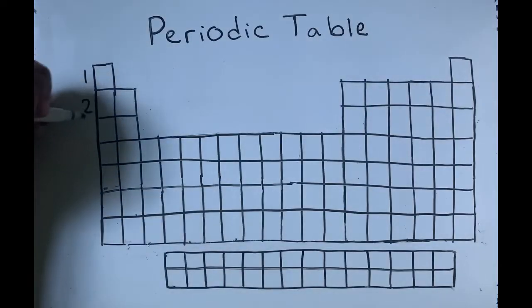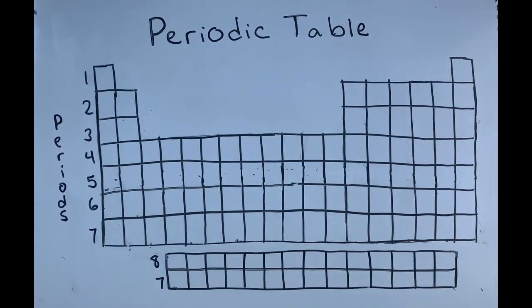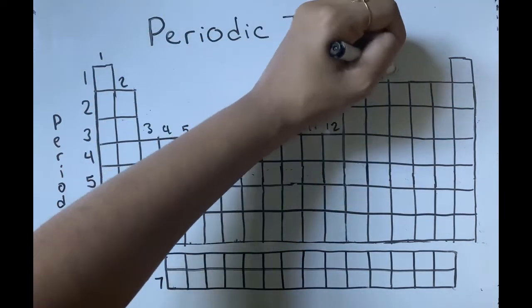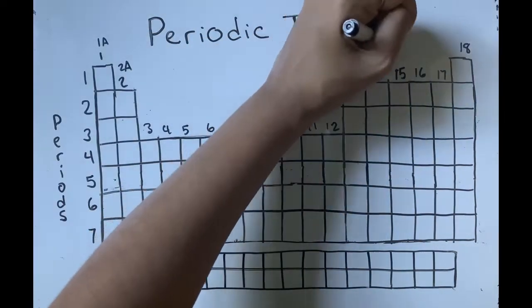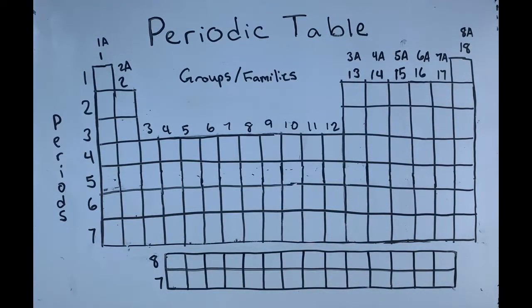The rows, which are being labeled 1 through 8, are called periods, and the columns, which can have 2 labels, are called groups or families. The elements in these groups tend to have similar characteristics, but I won't get into why that is today.